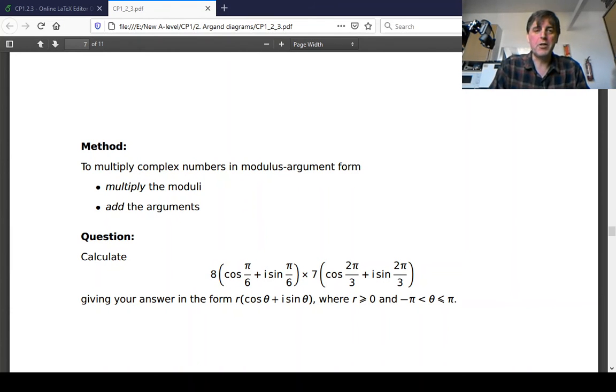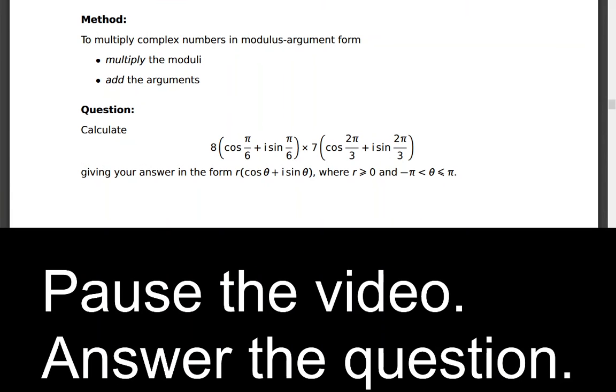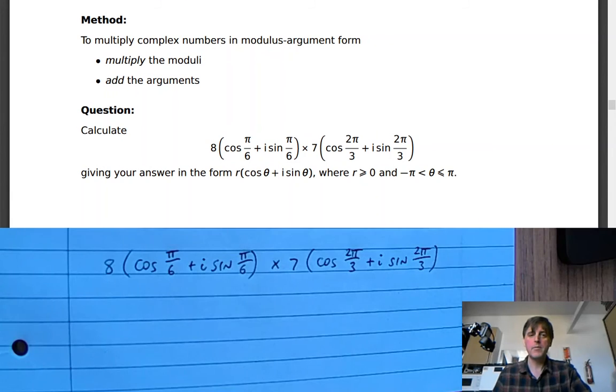Okay, so here's the question for you then. We've got two numbers there. I've written them in modulus argument form. What you need to do to work out the answer when we multiply these together is multiply their moduli, add their arguments, and then give your answer. Okay then, so have we got the idea?